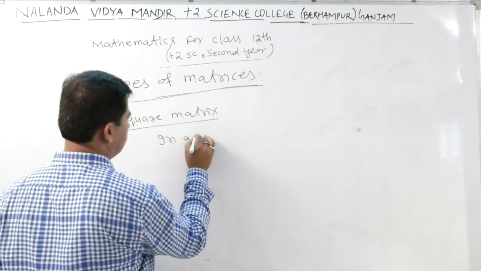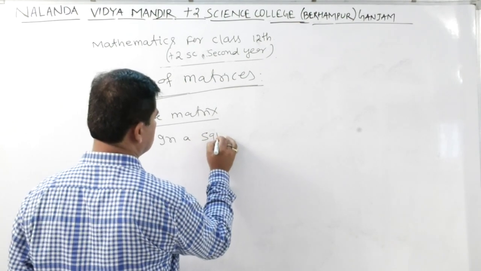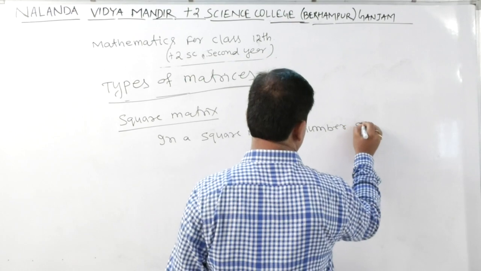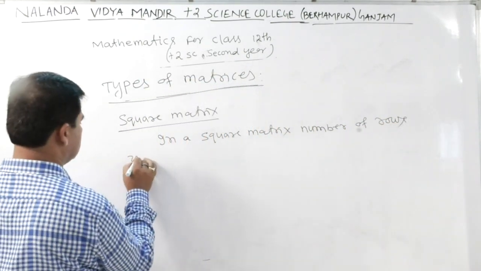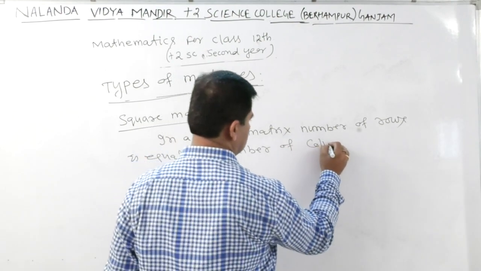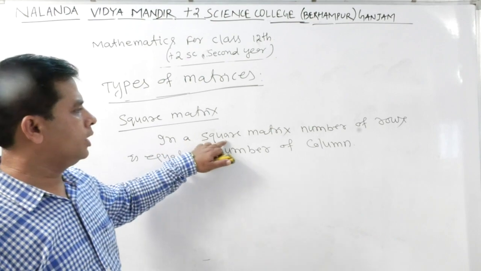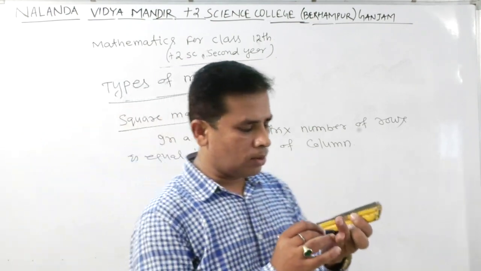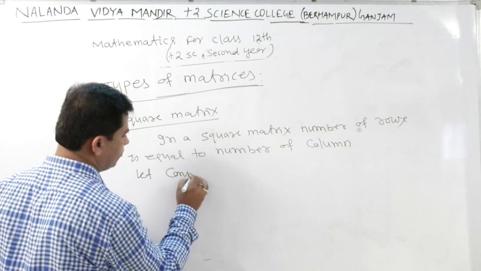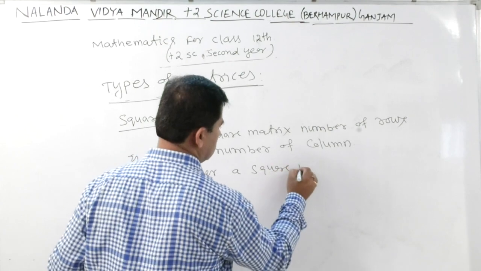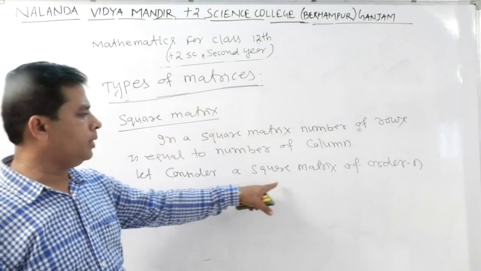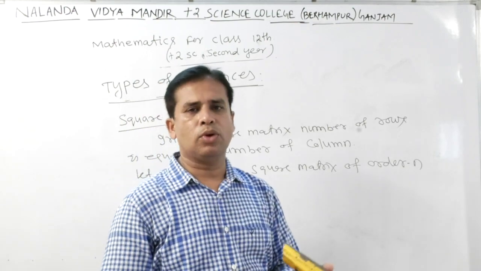In a square matrix, the number of rows is equal to the number of columns. If the number of columns and rows are the same, then we call it a square matrix. So let us consider a square matrix of order n. Order n means there are n rows and n columns.